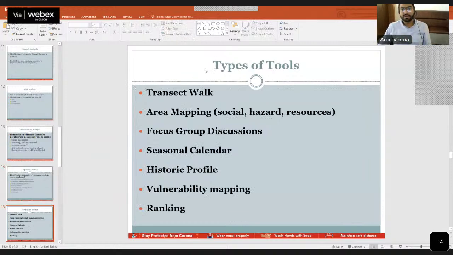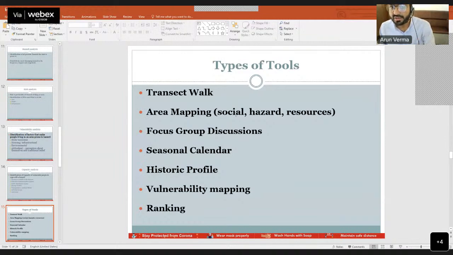There are different tools to make a disaster management plan. First is the transit walk. Transit walk means we should randomly go to a particular area. If we are sitting in a department, we should go and observe where the possible hazards and possible vulnerabilities are. We should go straight and observe with our naked eye the problems, that here there can be a difficulty. This is known as a transit walk.